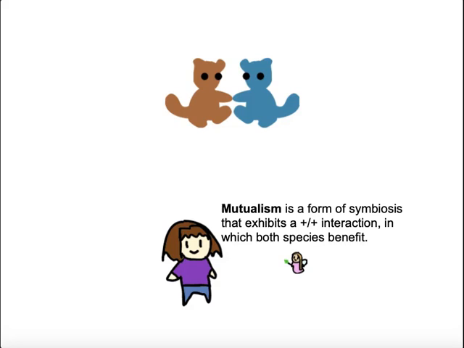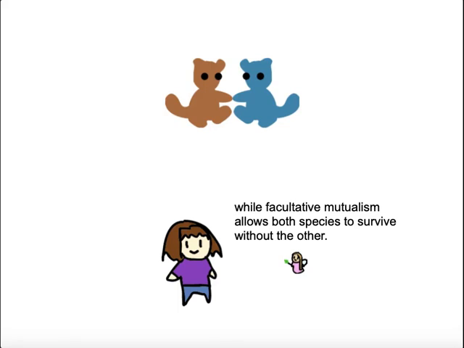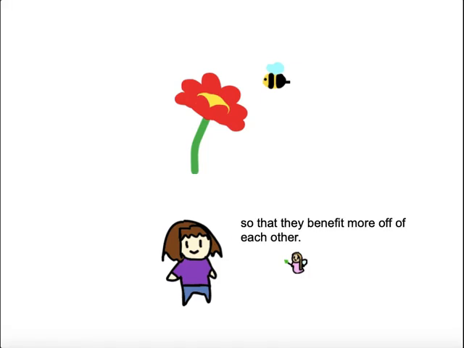Mutualism is a form of symbiosis that exhibits a plus-plus interaction, in which both species benefit. Obligate mutualism occurs when one species cannot survive without the other, while facultative mutualism allows both species to survive without the other. Mutualism can affect the evolution of adaptations in both species, so that they benefit more off of each other.